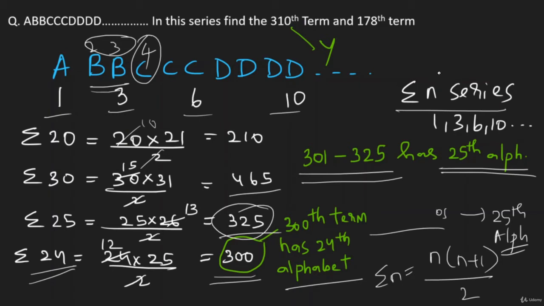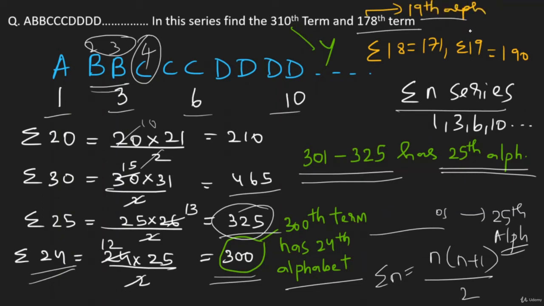Alright. Now, if we take sigma 18, you will see that that's equal to 18 into 19 by 2, which is equal to 171. Alright, that's close. Now let's try sigma 19. You get sigma 19 as 19 into 20 by 2, which is equal to 190. Now therefore we can see that the 178th term will have the 19th alphabet, right?